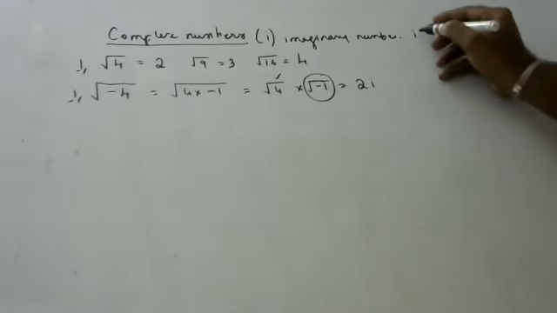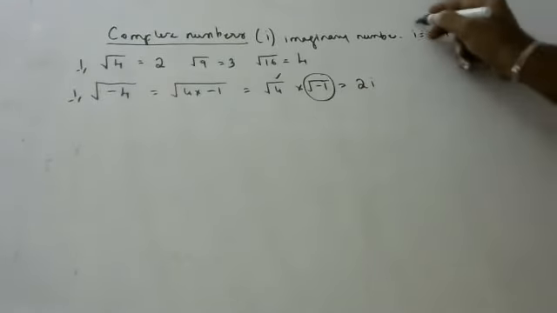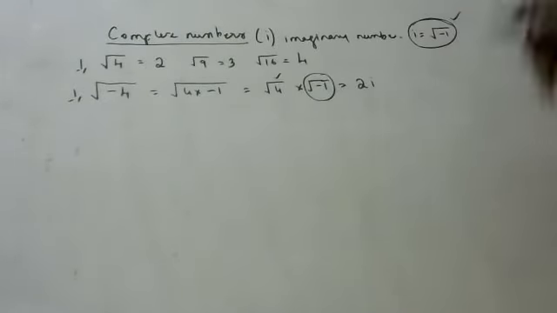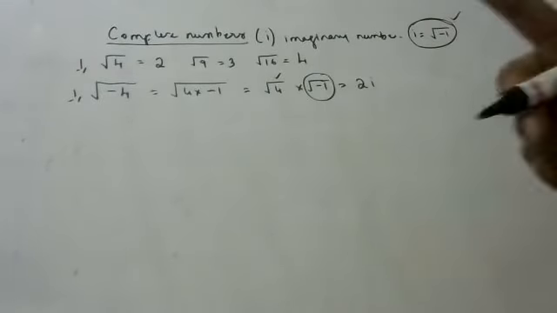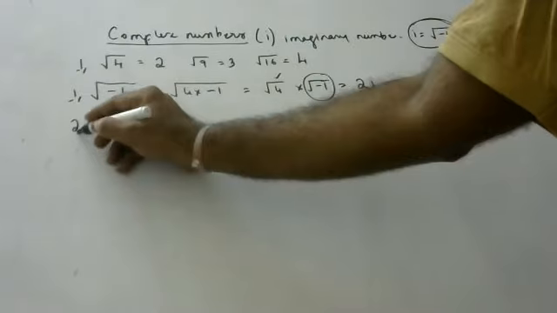What is the value of i, children? Root of -1, imaginary number. Root of -1 is i. Always remember. No sir, we didn't understand this. Again, I will say, listen carefully.